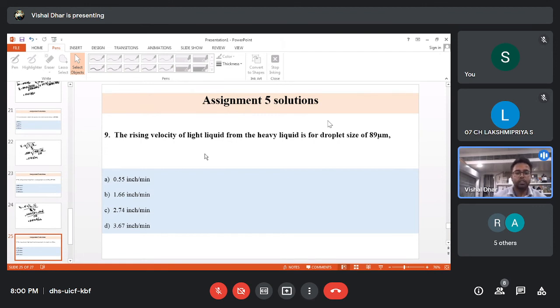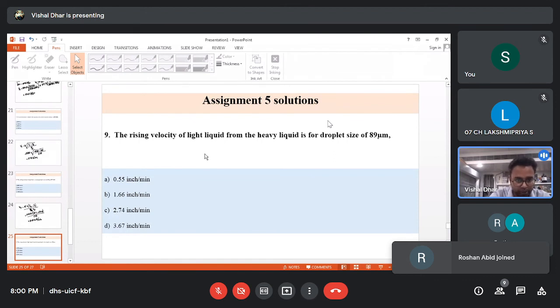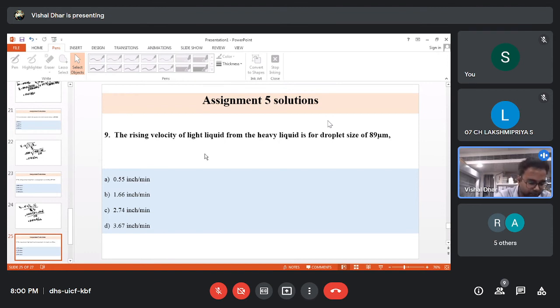The rising velocity of light liquid from the heavy liquid, for droplet size of 89 micrometer. The four options given are 0.55 inch per minute, 1.66 inch per minute, 2.74 inch per minute, and 3.67 inch per minute. For this also the K value will be 0.163.